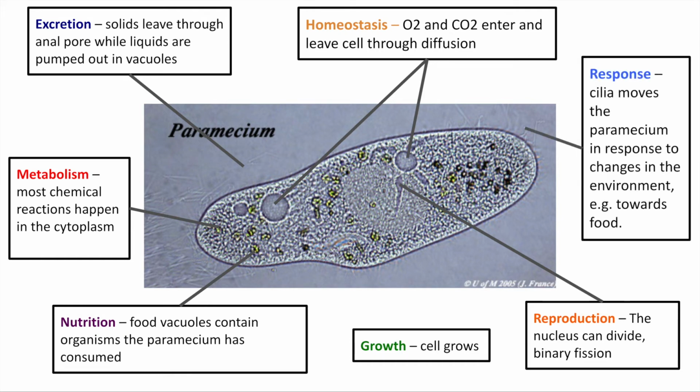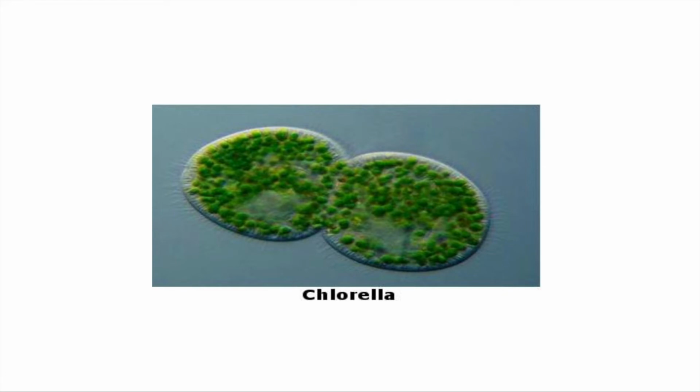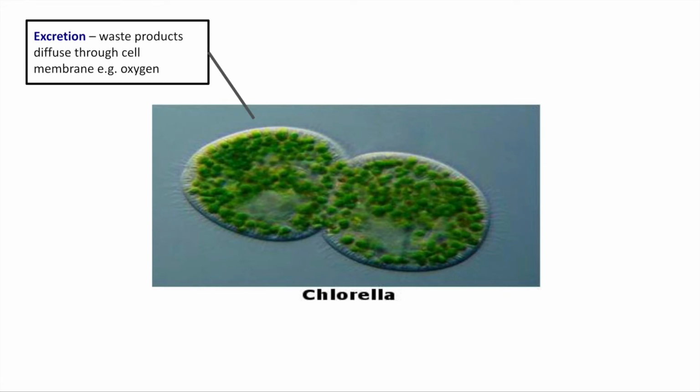And then we have response. The cell is able to control the movement of the cilia, which allows the paramecium to move in response to changes in the environment, for example, to move it towards the food source. Next, we have the chlorella. So excretion, the waste products diffuse through the plasma membrane, for example, oxygen.